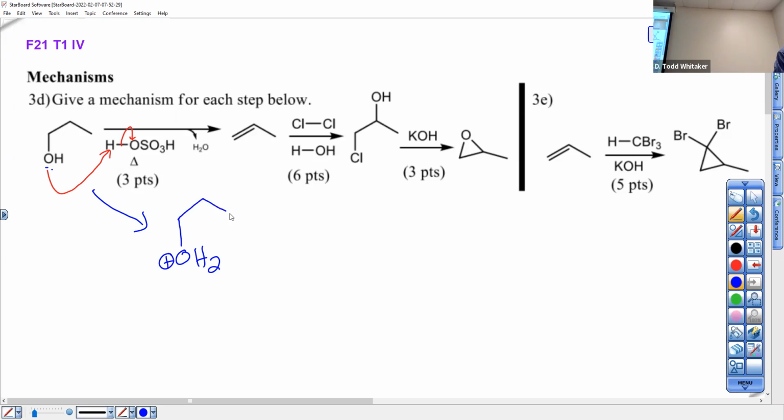Now to get that elimination, you've got to ask yourself, is it going to be E1 or E2? Remember, E1 is carbocation, and I don't want to see a primary carbocation. That's a primary carbon. So don't do E1. You're going to do E2. You're going to need the conjugate base, because in an E2, you need a base.